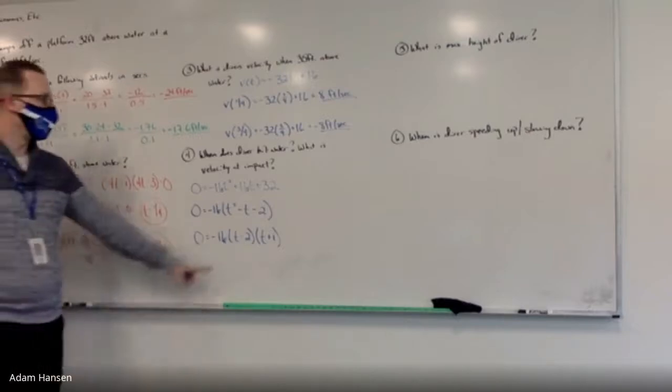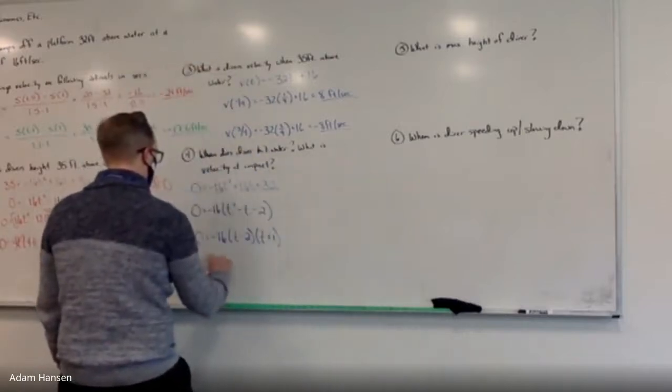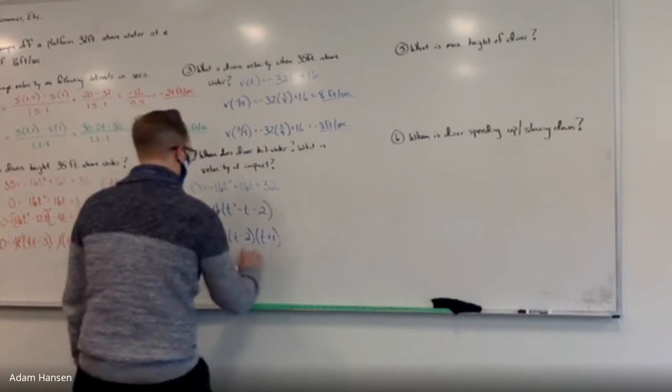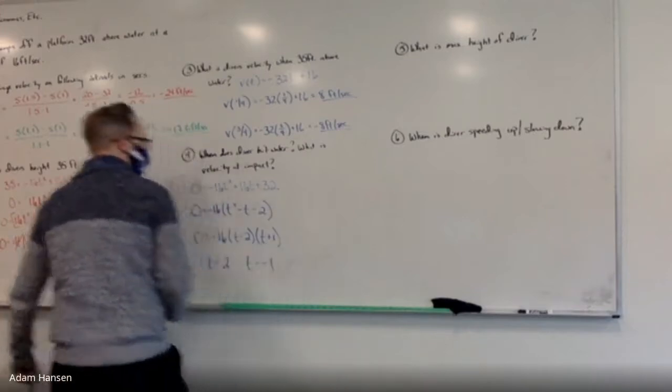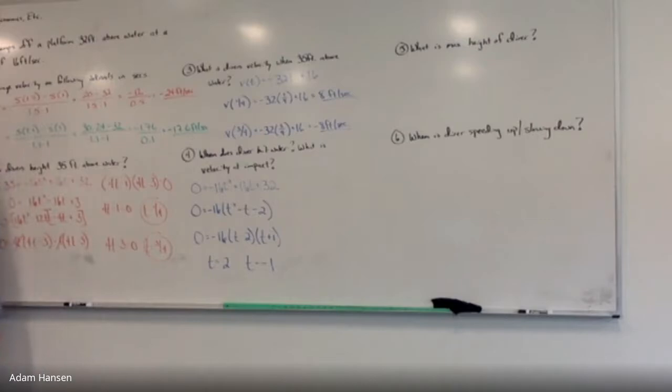Set our factors to 0. Where is t minus 2 equal to 0? And where is t plus 1 equal to 0? Not negative. Does negative 1 make a lot of sense? Can time be negative 1 seconds? No.